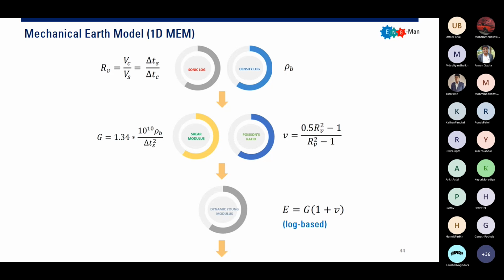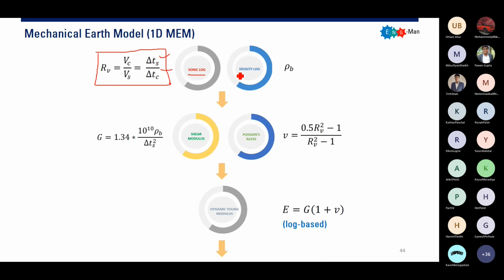We can do it with only one-dimensional system, 1D MEM. Okay, we use mainly log analysis, log data. We start from sonic log and we calculate this parameter, the delta time for the S wave and for the compressional wave, shear wave and compressional wave, if your sonic log is available for these two parameters, of course.